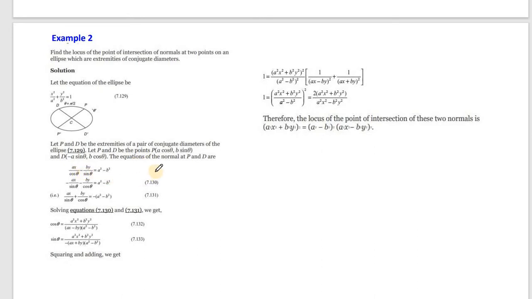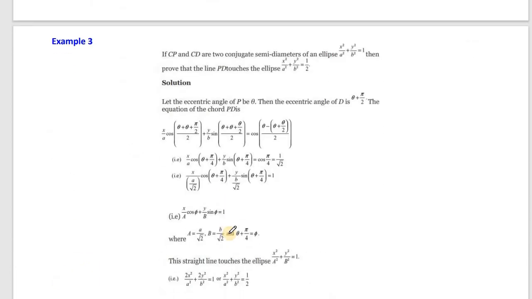That doesn't matter. The equation of the normal at P, we can write: ax by cos theta minus by by sin theta is equal to a square minus b square. And for the other one, it is minus ax by sin theta minus by by cos theta equal to this. So adding the two, you get x by cos theta plus y by sin theta equal to something. From here you get cos theta to be this, sin theta to be this, and then squaring and adding, you will get the locus by dropping the suffix.